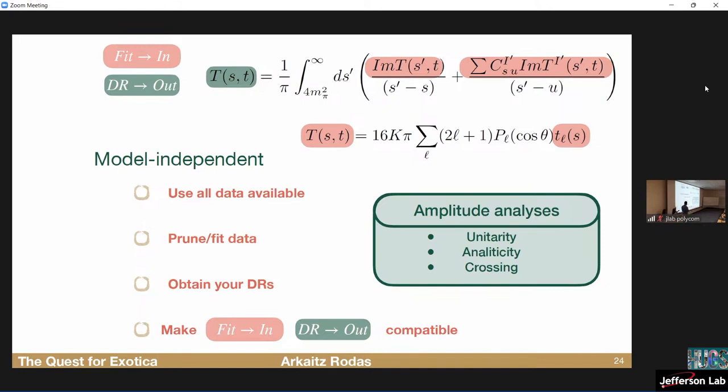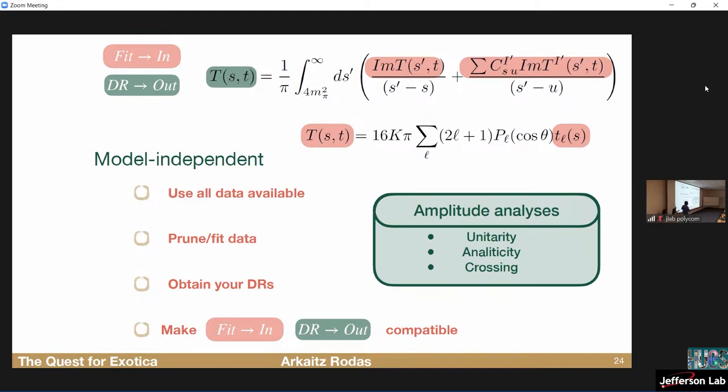The second one will be what? Some data we know is obviously wrong. Sorry to say, but some data has systematic uncertainties that are not very well understood, and some others have large uncertainties. So you might as well not use it because it doesn't tell you anything. Remember, some of these experiments are very old. So you can prune, and then you have to fit the data.